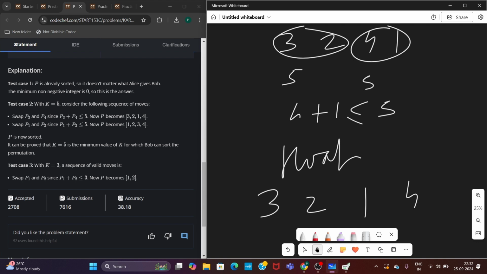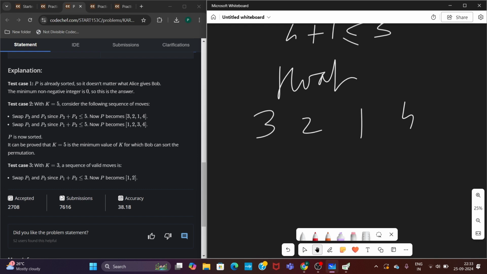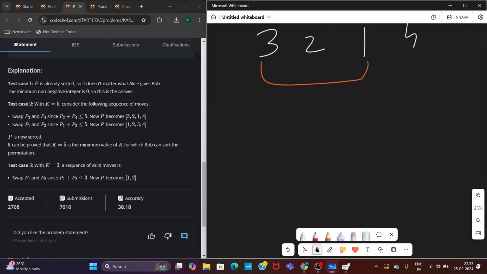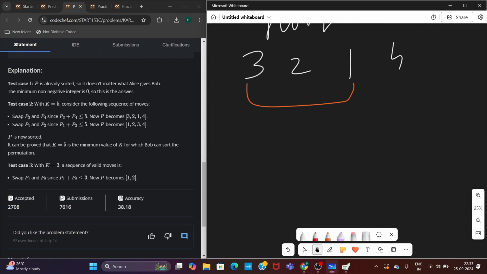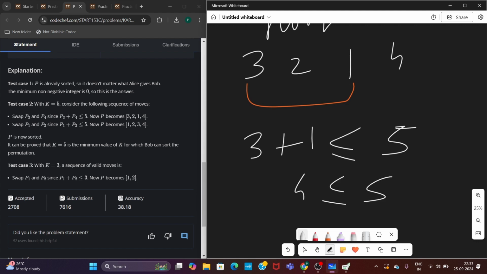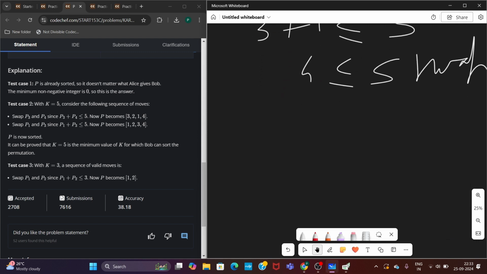Now there are other numbers which can also be swapped, meaning our array is not sorted until now. These two numbers coming in between are the reason our array is not sorted up till now. So let's see, the sum of 3 plus 1 is 4, which is less than or equal to 5 in this case. So we can swap these two numbers, and now it will be 1, 2, 3, 4.